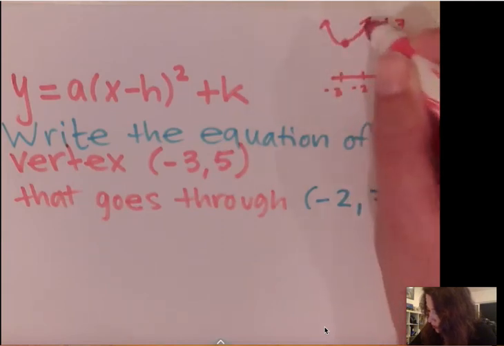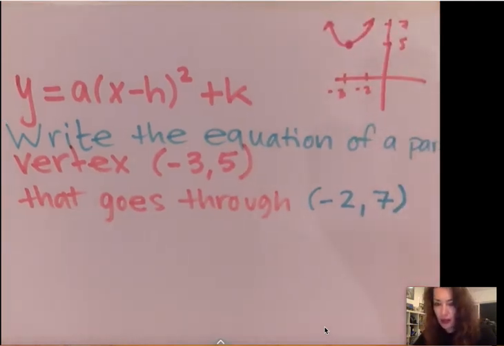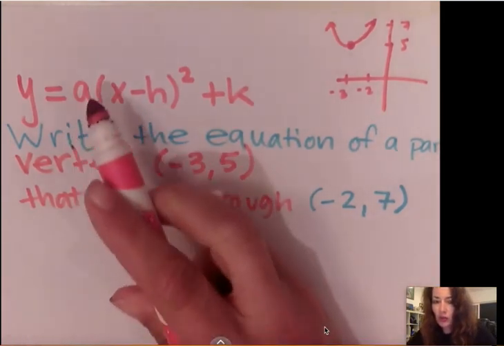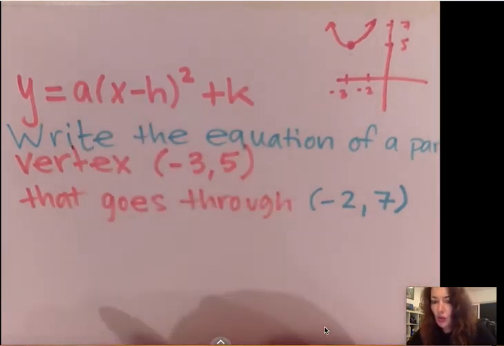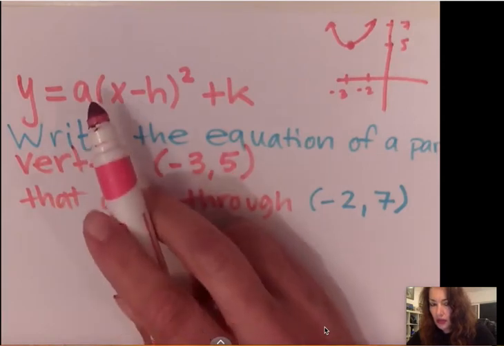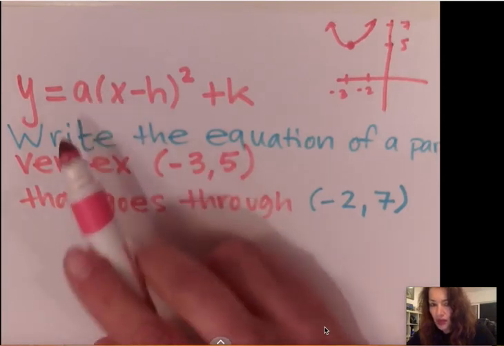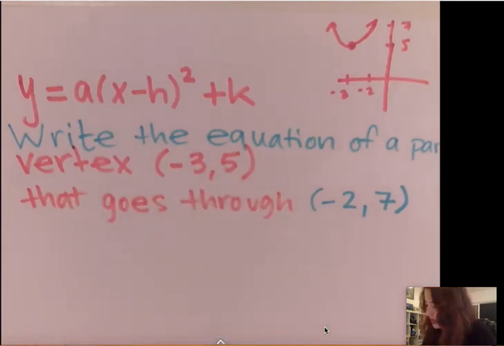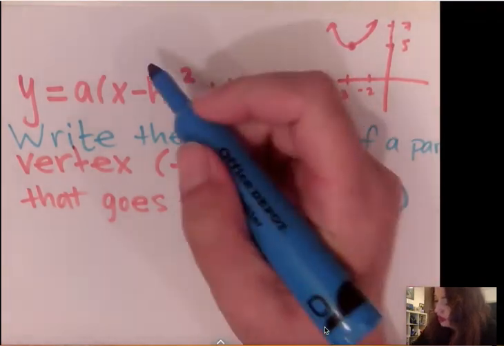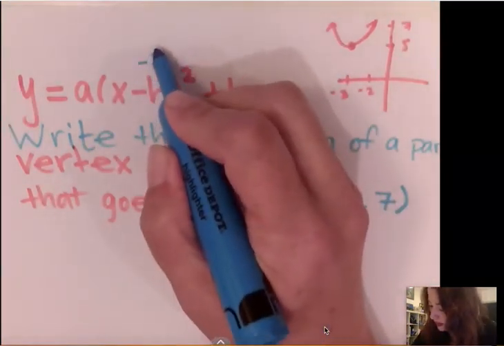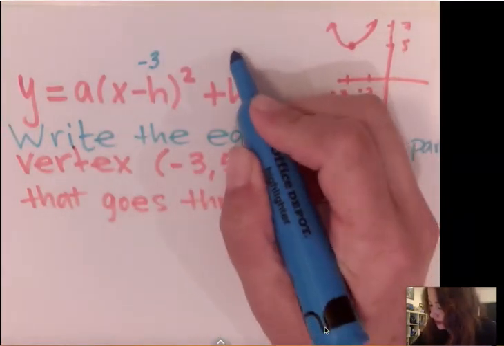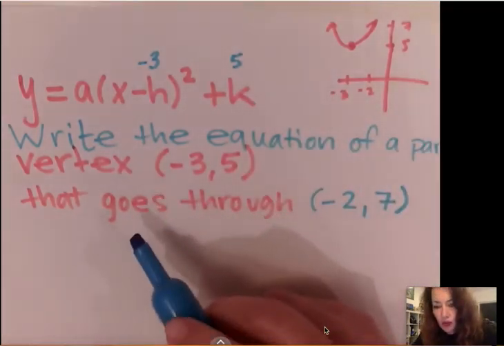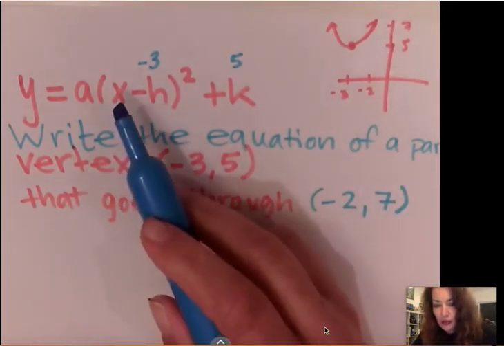And we want to know what the equation of this parabola is, but we don't know the a value. So let's look at the equation in vertex form. We actually know the vertex. We know that the vertex is (h, k). So this we are given. So h is -3, I could put that here, and k is 5. And we also know a point, -2, 7.